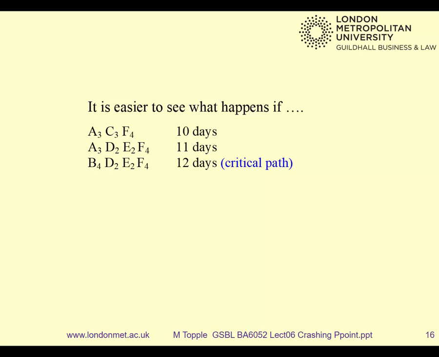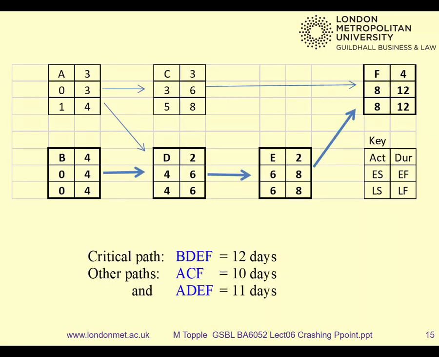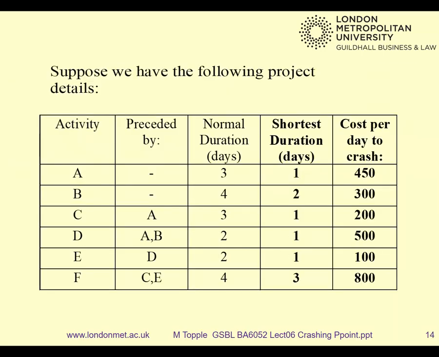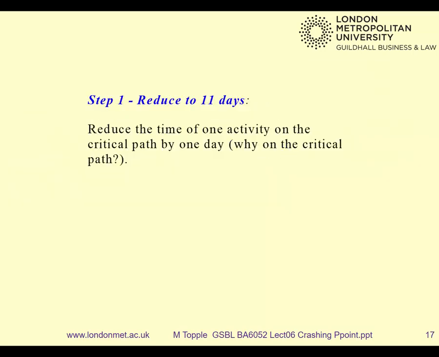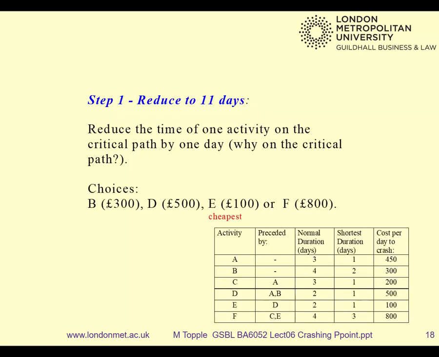All right. Well, where will we start? If you look at our table, which was the cheapest one? E. And how much can it be crashed by? But the key question is, is it a critical task? If it wasn't a critical task, there'd be no point in crashing it. But is it a critical task? It is, isn't it? So actually, that's what we would do. Our first step would be to reduce it to 11 days.